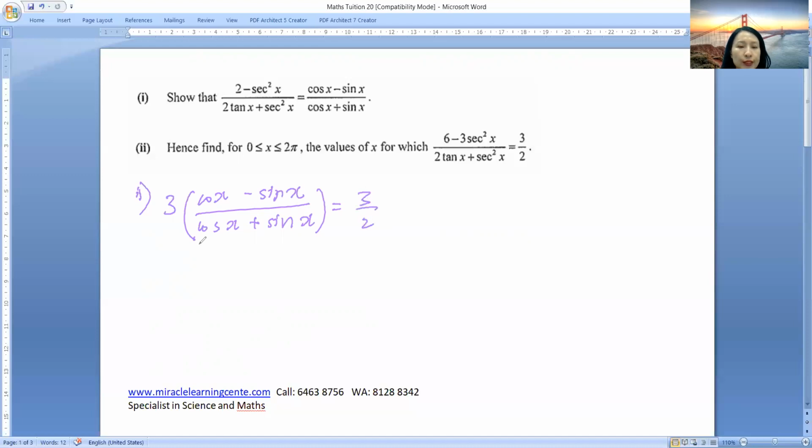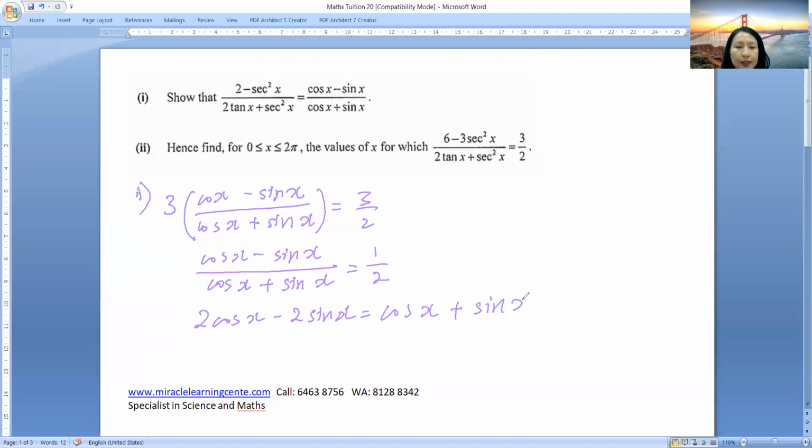So we bring the 3 over the other side. So we actually have cosine x minus sine x divided by cosine x plus sine x equals 1 over 2. So now we cross multiply. So we'll have 2 cosine x minus 2 sine x equals cosine x plus sine x. So we simplify it, we're left with cosine x equals 3 sine x.